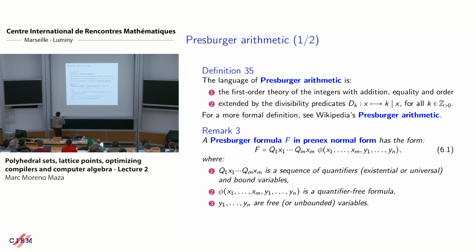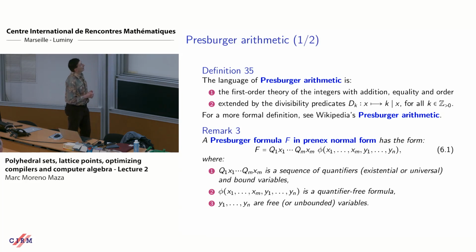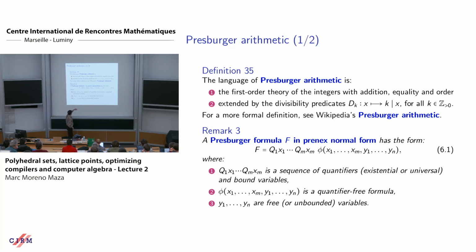So what is the Presburger formula? For us, it will be something in prenex normal form. That is, you first have a sequence of quantified variables followed by a quantifier-free formula. Here, this phi of x1, ..., xm, y1, ..., yn is our quantifier-free formula. Of course, we are going to say what we expect to see there.